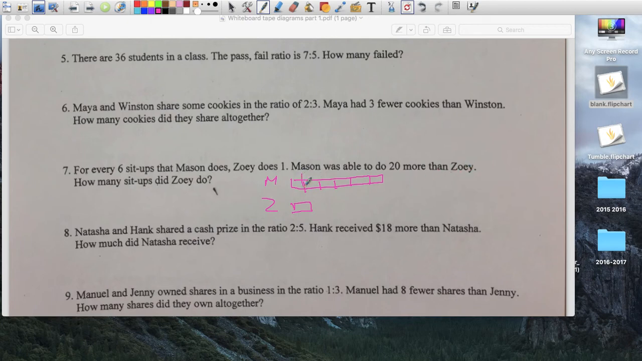So up to this part right here, and I'll draw a line. Up to this part, they did the same. And Mason did 20 more. And 20 more is represented by these 5 extra boxes that Mason had.